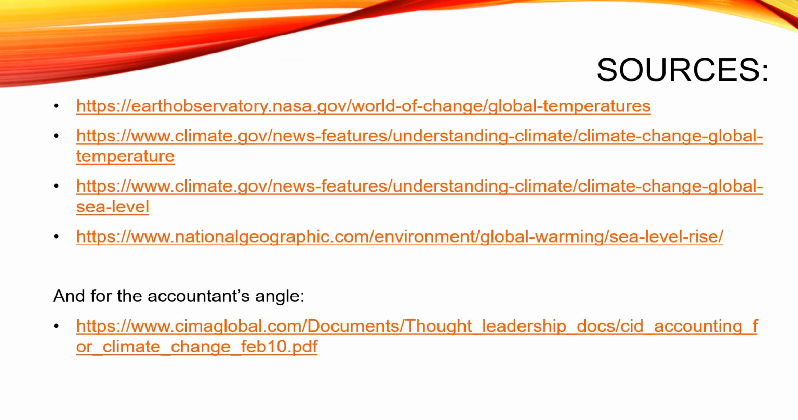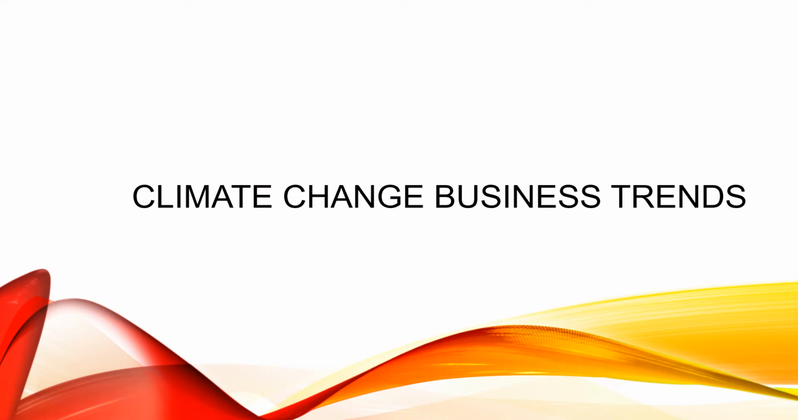Now, the sources for this information on climate change come from the websites that I've listed below. The NASA Earth Observatory is a very interesting one to look at, and then climate.gov is also very interesting and has lots of information. There's also stuff there from National Geographic. But you can look on any reputable news website and plenty of other scientific websites to find information about climate change. And for an accountant's angle on climate change, look at semaglobal.com and their thought leadership document that's referenced there as well.